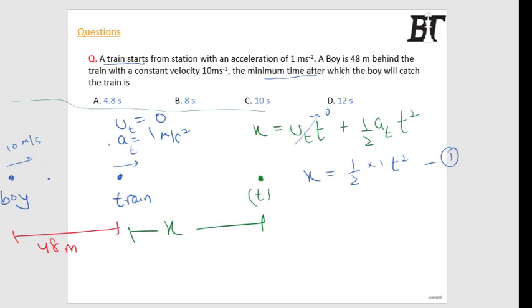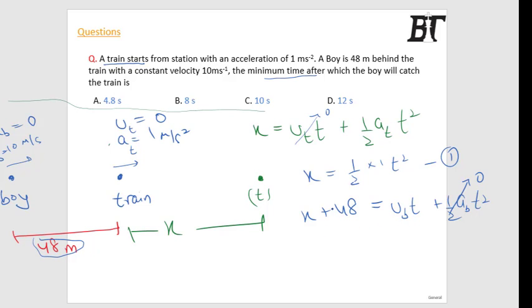Similarly, for the boy also we can write the displacement of the boy in this time t. So the boy has moved total x plus 48 meters, right, this is also covered by the boy. So total distance covered by the boy, x plus 48, is equal to initial velocity of boy into t plus half acceleration of boy into t square. Since the boy is moving with a constant velocity, its acceleration is 0, so this part becomes 0 and we finally land up with displacement is equal to velocity into time, our old formula.